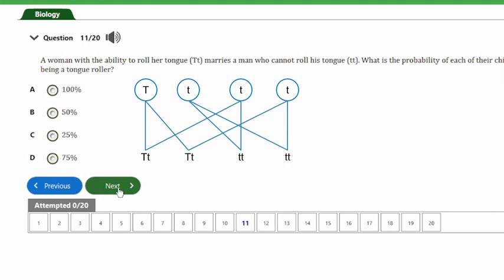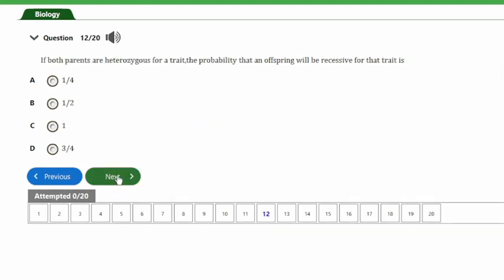So the tongue rollers will be 2/4, and if we want to find that in percentage, that will be 2/4 times 100, and that's 1 over 2 times 100, and that's 50%, guys. So let's look at the next question, guys.